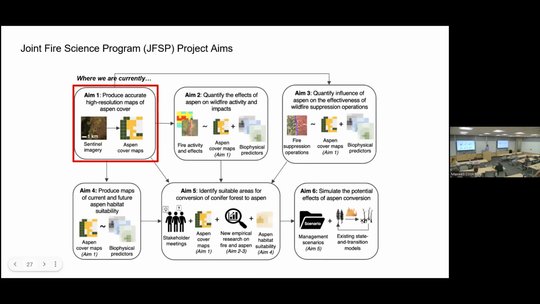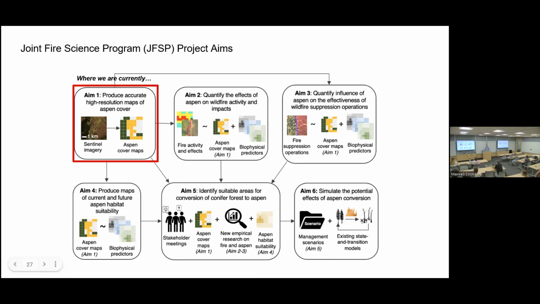And this is really the next steps. As I mentioned at the outset, this is funded by the Joint Fire Science Program. This is a diagram directly from our grant document that outlines our project aims. We sit right here at aim 1, producing high resolution maps of aspen cover, and we're pretty near wrapping that up. The next step is to move on to these really interesting questions about how we quantify the effects of aspen presence on fire behavior.